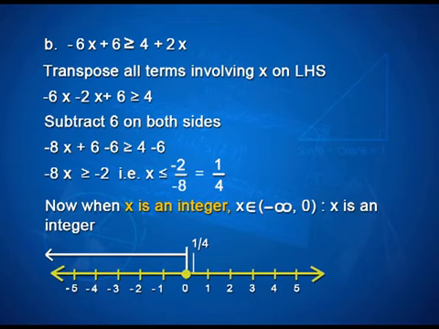Note here that we have a colored circle at the point 0, because the point 0 is included in our answer. The arrowhead here is pointed on the left hand side, because we are talking about the integers on the left hand side of 1 by 4. Now, let us see what happens when x is a real number.